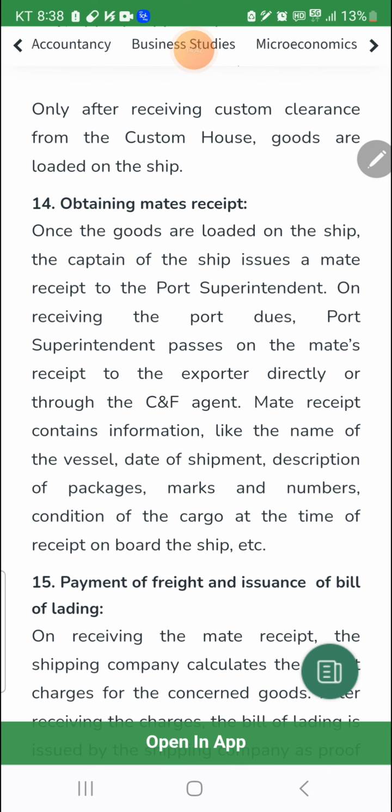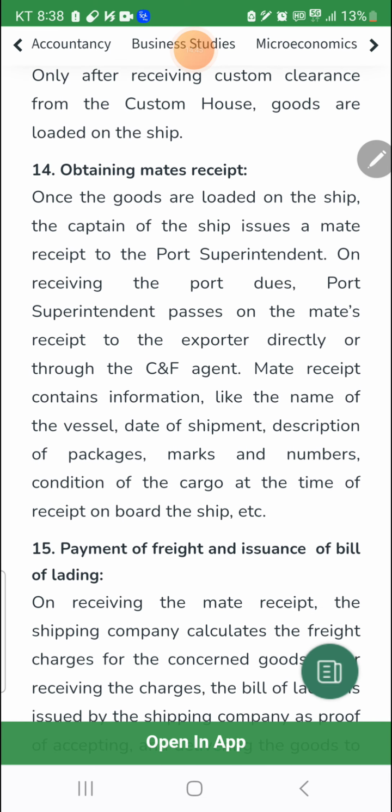14. Obtaining mate's receipt. Once the goods are loaded on the ship, the captain of the ship issues a mate's receipt to the port superintendent. On receiving the port dues, the port superintendent passes on the mate's receipt to the exporter directly or through the CNF agent, customs clearance agent, I guess. Port dues, right? Mate's receipt.